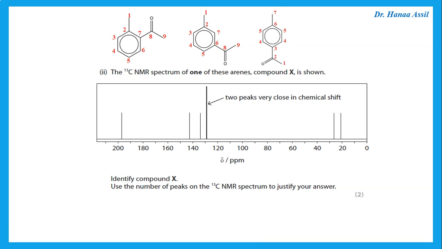But the one on the right, it is symmetrical. So we have 2 on the benzene ring on the right that are the same as the 2 on the left, because this is a symmetrical molecule. So this is actually the structure of X, and this is because it has 7 peaks which agree with the carbon-13 NMR spectrum.